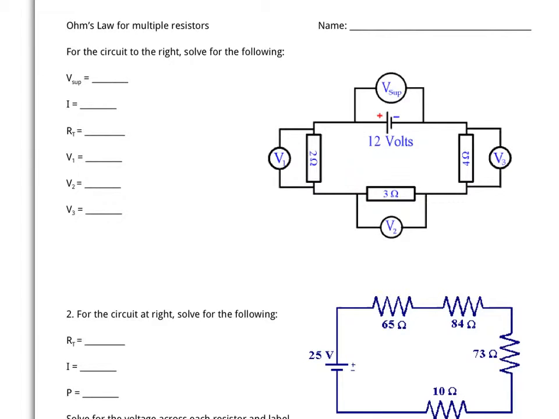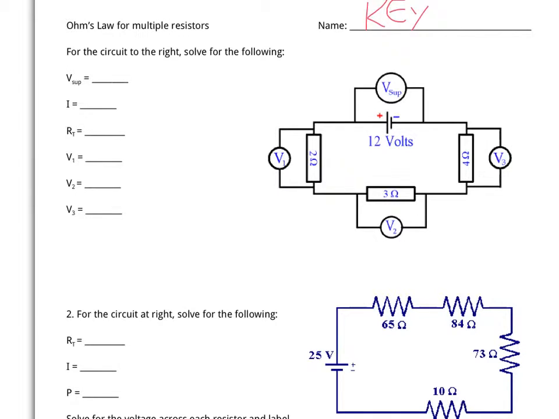In this video, we're going to take a look at how to solve circuits with multiple resistors for individual voltages, currents, and resistances, both in series and in parallel. And we'll do so by just taking a look at one of the assignments you have for this unit. So this will act as an answer key for us here.